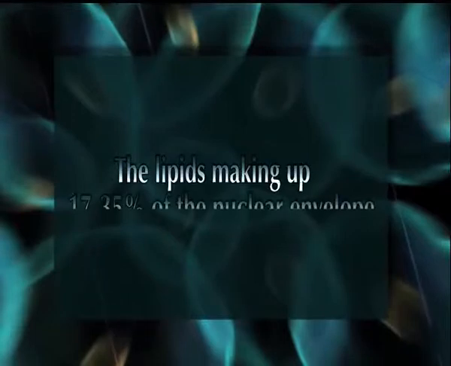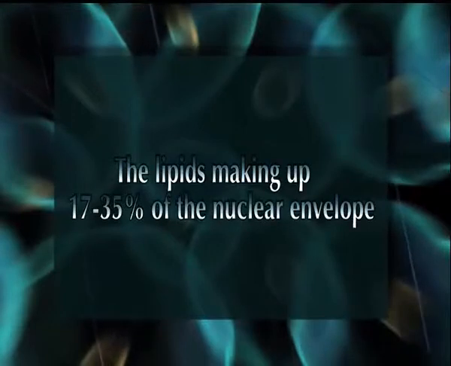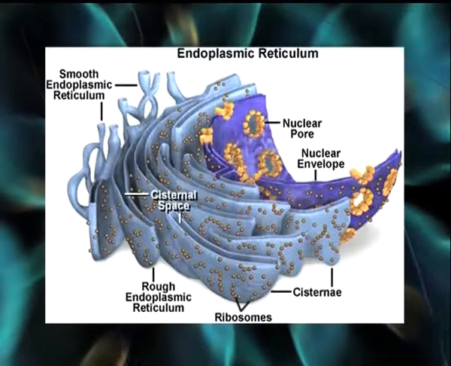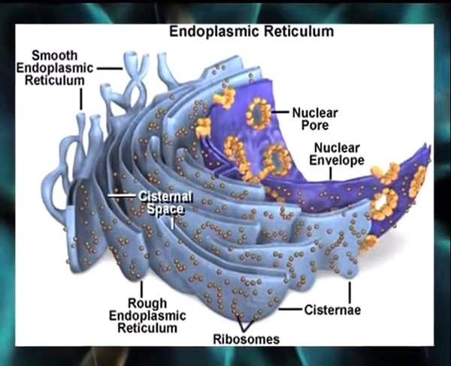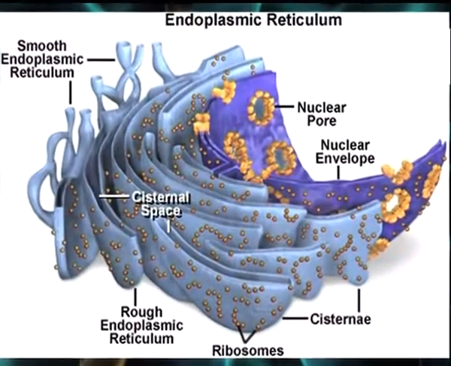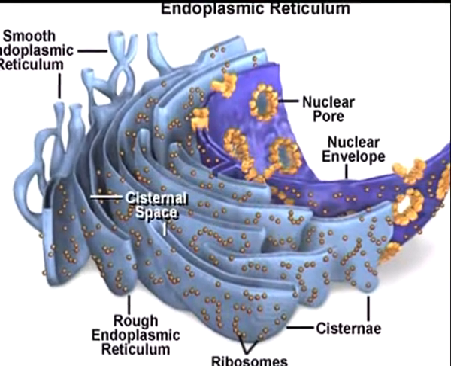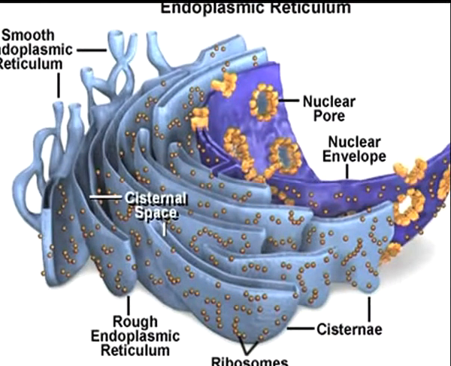The lipids make up 17 to 35% of the nuclear envelope and are present in relative concentrations quite similar to that seen in the endoplasmic reticulum. However, some differences have been observed, indicating that the nuclear envelope is more than one mere continuation of the endoplasmic reticulum around the chromosomes.